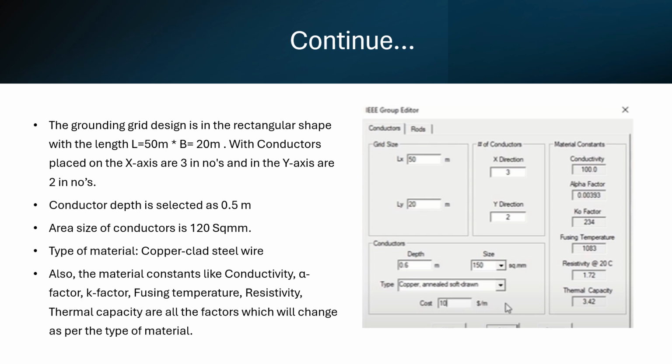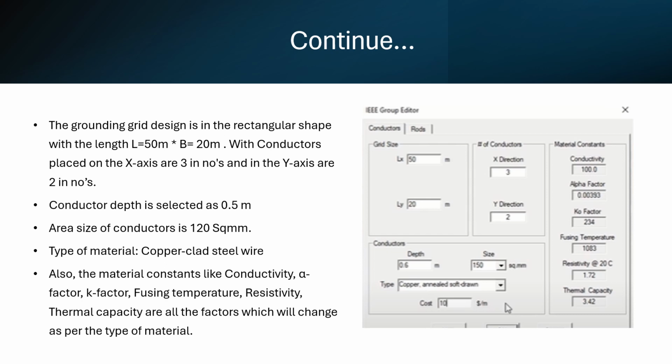So here is the grounding grid design in a rectangular shape with a length of 50 meter and breadth of 20 meter, with the conductors placed on the x-axis being 3 in number, and on the y-axis 2 in number. The conductor depth is selected as 0.5 meter. Area of the conductors is 120 square mm. Type of material is copper clad steel wire.